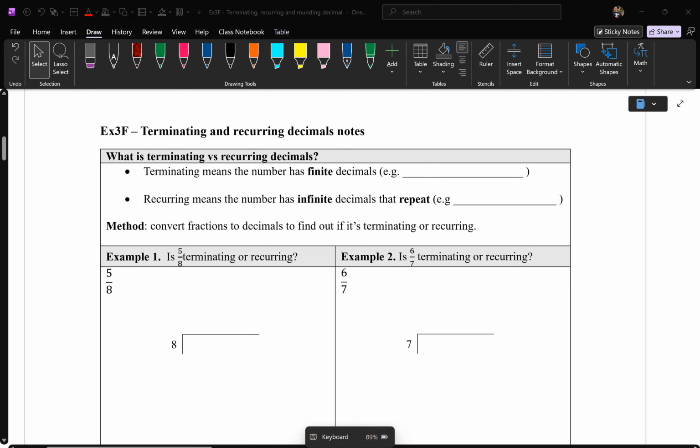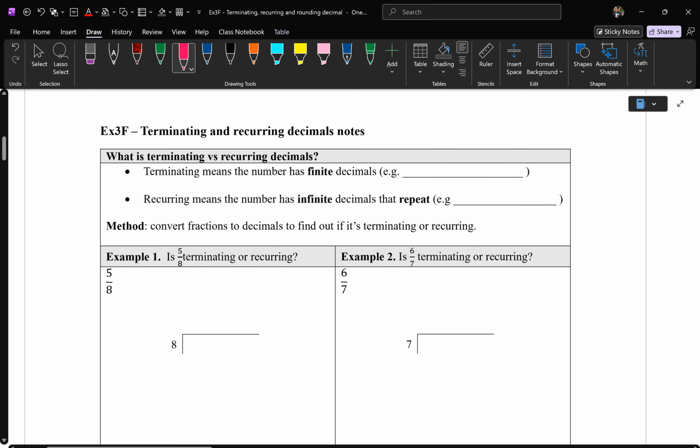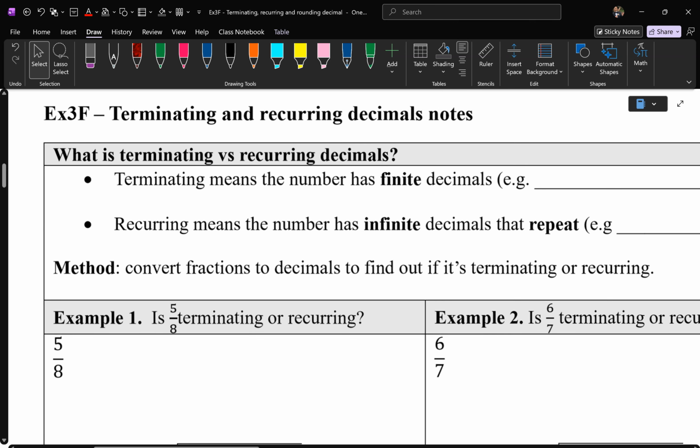So, what is 3F about? 3F is about terminating and recurring decimals. So, with your pen or pencil, let's write this in your notes. Terminating means that the number has finite decimals.